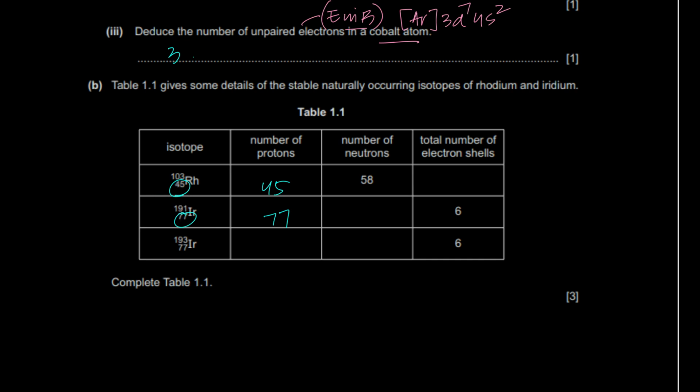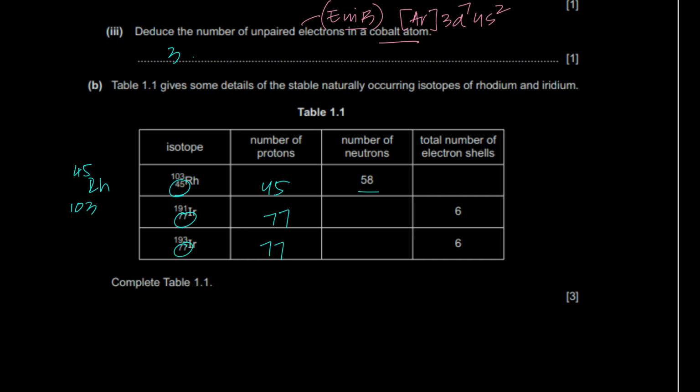So even if it was written flipped like this, never get confused, because the smaller number is the proton number. Obviously, this is the conventional way of writing it, but the smaller number is always the proton number, because the mass number is the total number of protons and neutrons in the nucleus of the atom. So it also takes into account the number of neutrons. Yes? So that's 45, and iridium, that's 77. Good stuff.